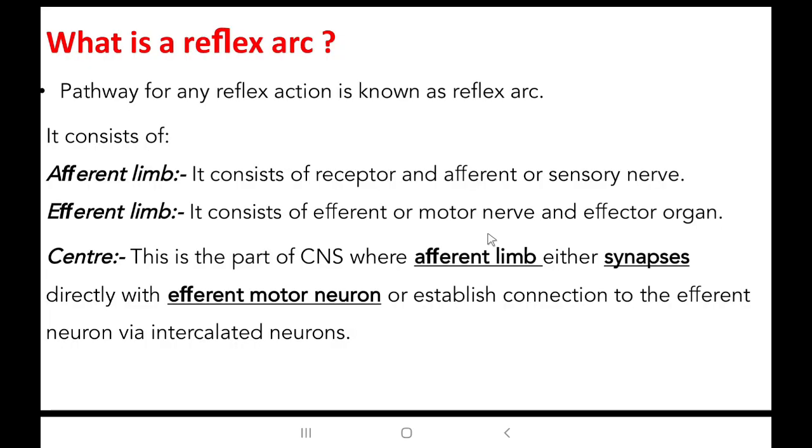What is reflex arc? The pathway for any reflex action is known as reflex arc. Reflex arc consists of the following things. Number one, afferent limb. The afferent limb consists of a receptor and an afferent or sensory nerve. Then the efferent limb, which consists of a motor nerve and an effector organ, that is, skeletal muscle. And the center. The center is the part of the CNS where the afferent limb either synapses directly with the motor neuron or establishes connection to the efferent neuron via intermediate or intercalated neurons.